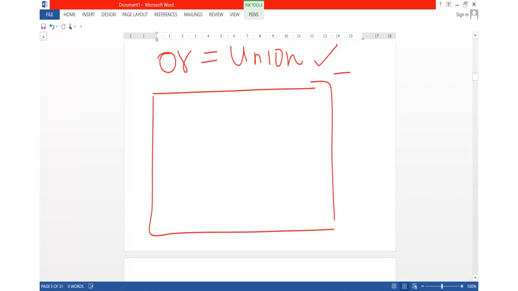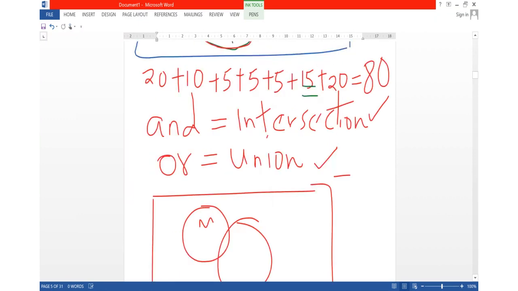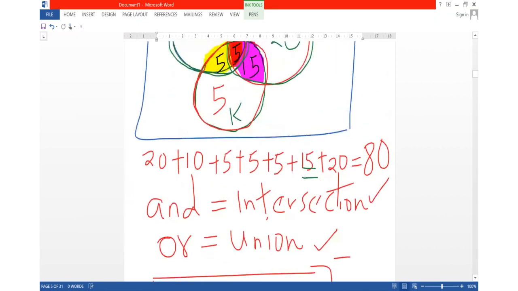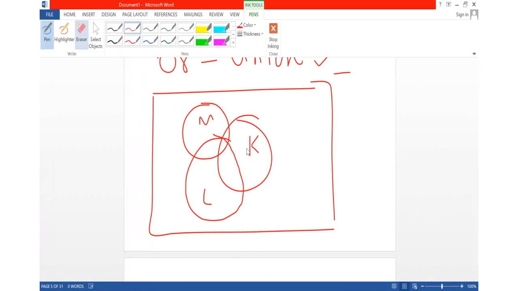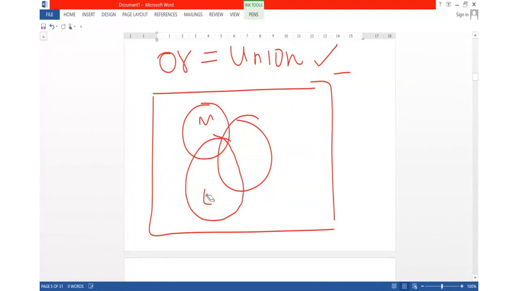So we had here maths. I want just to show you the circle. Then we had Kiswahili, and then we had what? This one was English. Okay, this one was English. I just want to show you because the other diagram is a bit full.